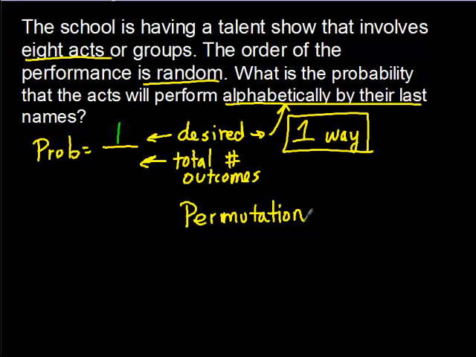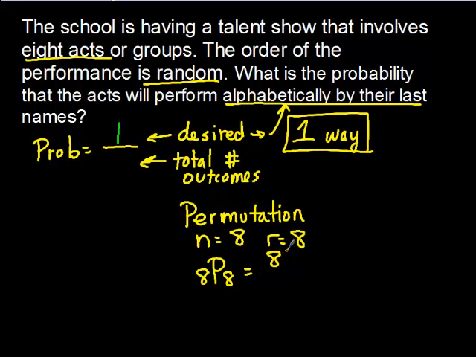So, for a permutation, we need to know what n is, and we need to know what r is. In this case, we have 8 acts. So we're picking from 8, and we want to have all the acts in the show, so r is also 8. So we have a permutation of n equals 8, and r equals 8. So for this problem, we have 8 permutation of 8.